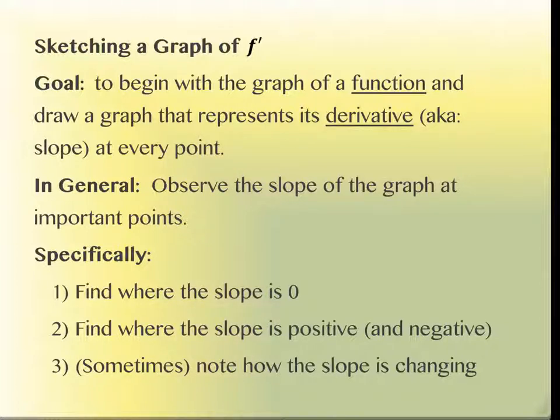In general, we want to observe the slope of the graph at some important points. So specifically, what are the important points? Well, we find where the slope is 0. We find where the slope is positive or negative. And sometimes we do number 3. We note how the slope is changing. So we're always going to find where the slope is 0. We're always going to take a look and make a decision about where the slope is positive or negative. And sometimes we're going to think about, is the slope becoming more positive or less positive or more negative or less negative, and make those kinds of claims.